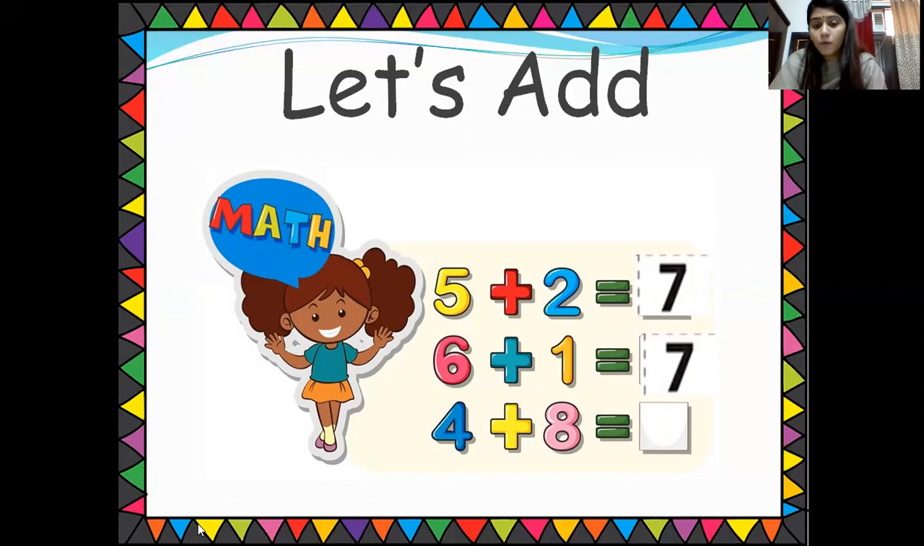Next question is 4 plus 8. So we can also use our mind and hand to add the numbers. How? The bigger number we will put in our mind and the smaller number we will put in our hand. The bigger number is 4. No, the bigger number is 8. So we will put 8 in our mind and 4 in our hand. Now what comes after 8? 9, 10, 11, 12. So the answer is 12. We will write here 12.